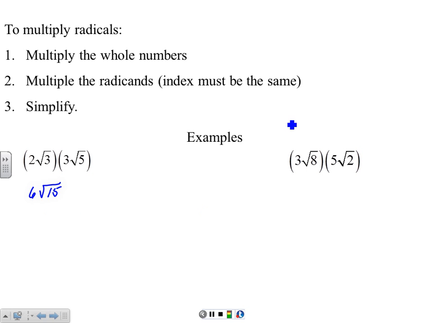So let's look at this one. Again, multiply the whole numbers. 3 times 5 is going to be 15. And then the square root of 8 times the square root of 2 is going to be the square root of 16. Well, you know that the square root of 16 is 4, and then 15 times 4 is going to be 60. So like I said, we have done a lot of this in the previous sections.